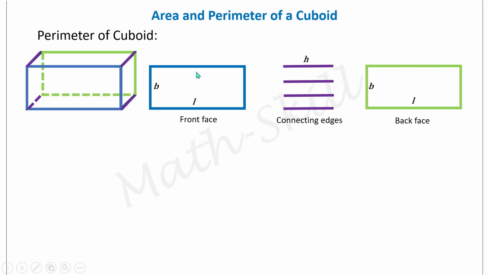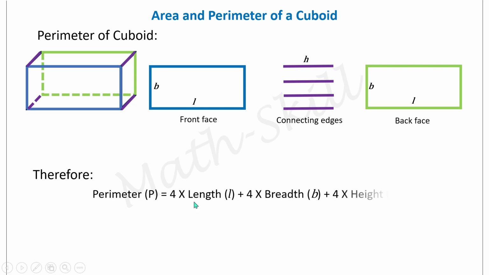Therefore, the front face has 2 lengths and 2 breadths, the back face has 2 lengths and 2 breadths, and for the connecting edges, there are 4 edges. Therefore, the perimeter of a cuboid is equal to 4 times length plus 4 times breadth plus 4 times height, that is P is equal to 4 into (L plus B plus H). Perimeter will always be in units for any shape, irrespective of it being a 2-dimensional shape or a 3-dimensional shape.